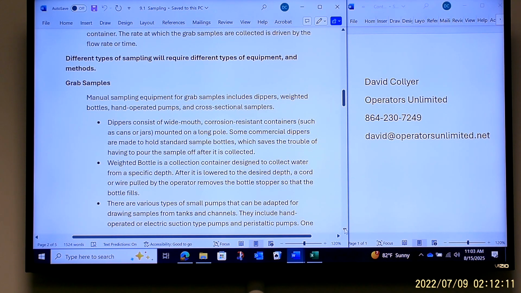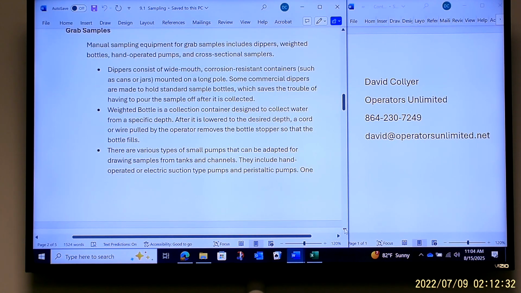Different types of sampling will require different types of equipment and methods. So we're back to the grab sample. Manual sampling equipment for grab samples include dippers, weighted bottles, hand-operated pumps, and cross-sectional samplers. Dippers consist of wide-mouth, corrosion-resistant containers such as a can or a jar mounted on a long pole. Some commercial dippers are made to hold standard sample bottles, which saves the trouble of having to pour the sample off after it is collected.